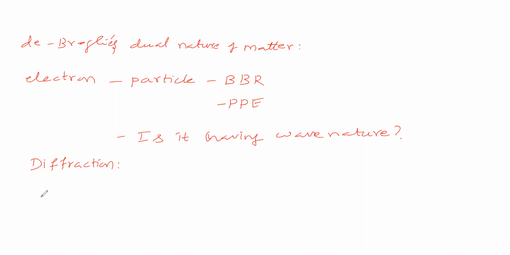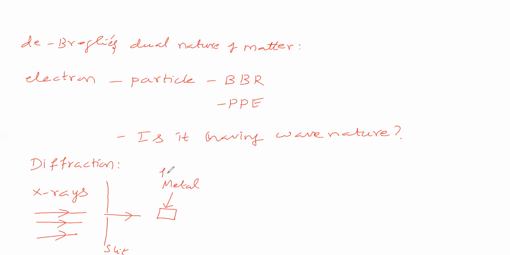In the diffraction experiment, we are using radiation. Which radiation? For one example, X-rays. Let us pass these X-rays through the slit. So X-rays come through the slit. Then here let us keep a metal crystal in fine powder form, for which we want to take the diffraction pattern.